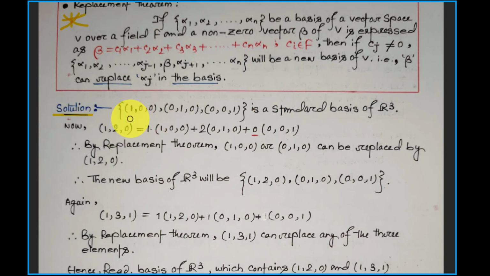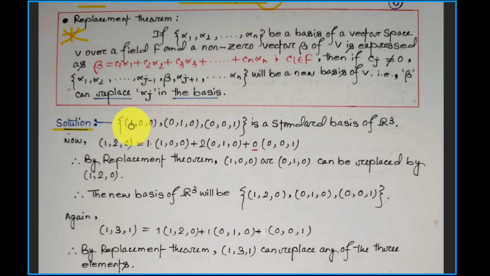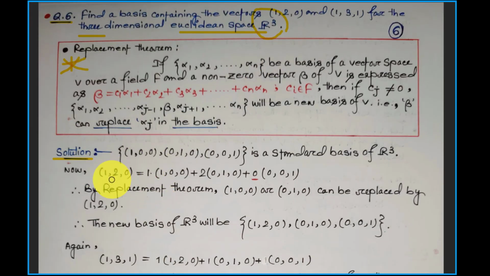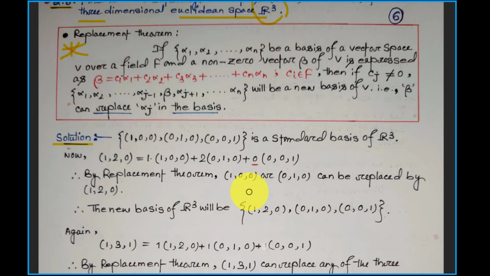We know that for the three-dimensional vector space, (1, 0, 0), (0, 1, 0), (0, 0, 1) is a standard basis of R3. Now our first element is (1, 2, 0). So let us express (1, 2, 0) with the help of these three elements in this way. You see here this coefficient is 0, so this cannot be replaced. So either this can replace or this can replace. So let us replace the element (1, 0, 0) by (1, 2, 0) by the replacement theorem. So the new basis will be (1, 2, 0), (0, 1, 0), (0, 0, 1). Because this is not equal to 0, you can also replace any one of them. So this is our new basis.